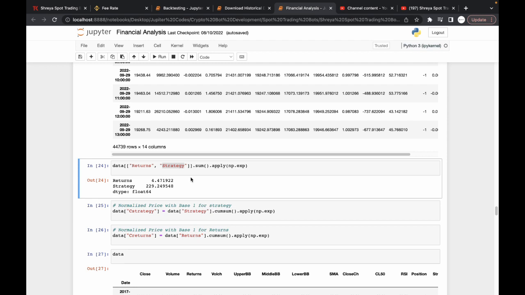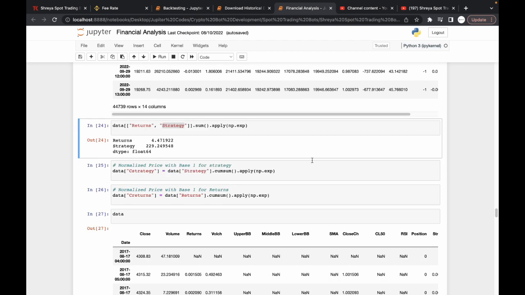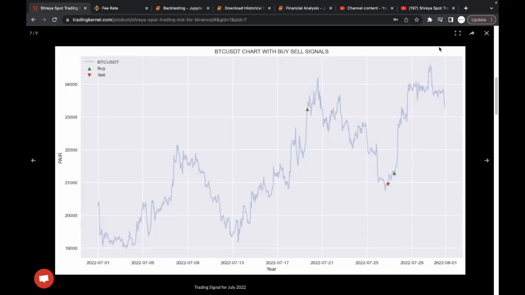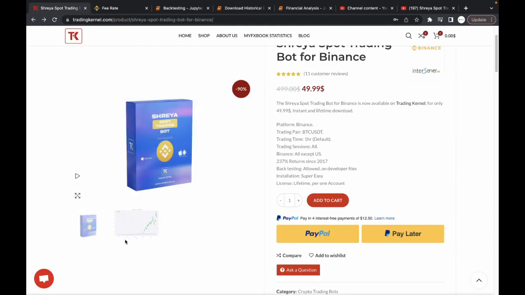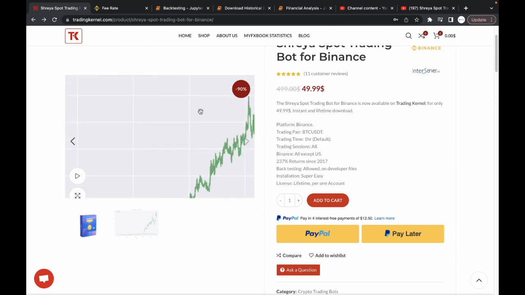All right, so if you actually bought $1 worth of BTC around the same time that BTCUSDT was listed, and you allowed the Shreya bot to trade for you, you'd have 229 times that, which is actually 229 worth of USDT now. All right, so you can see that plot here. You can also find the same plot if I cancel this out and go to the product description.